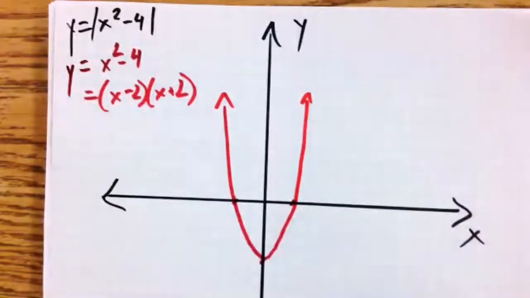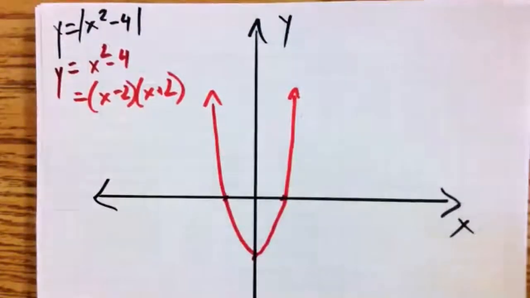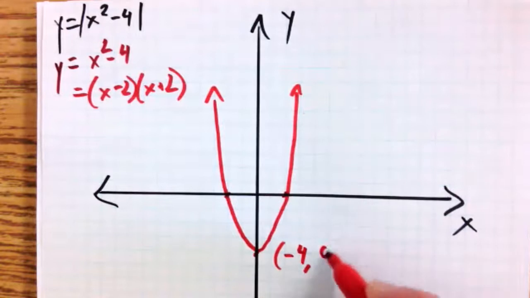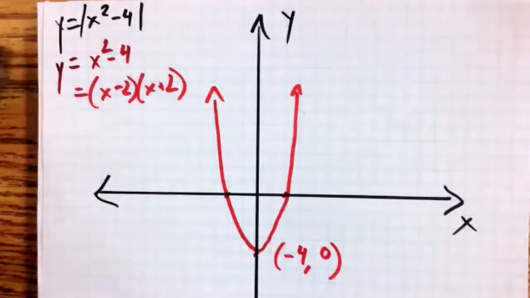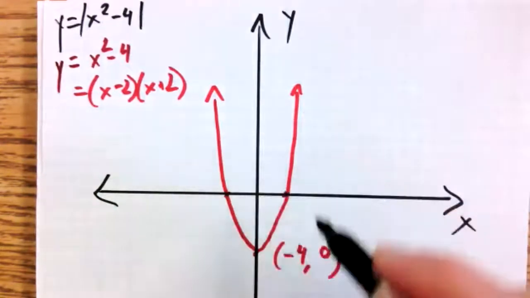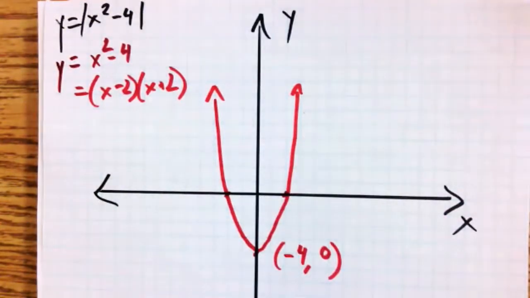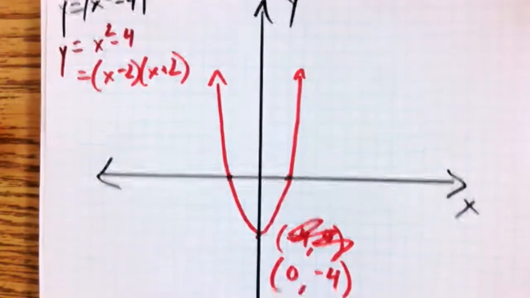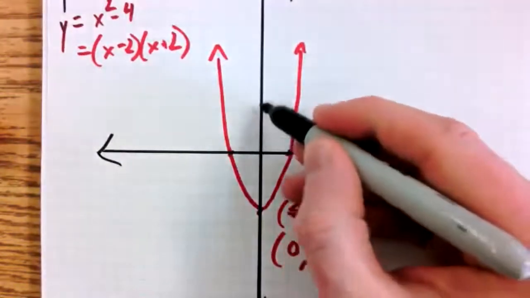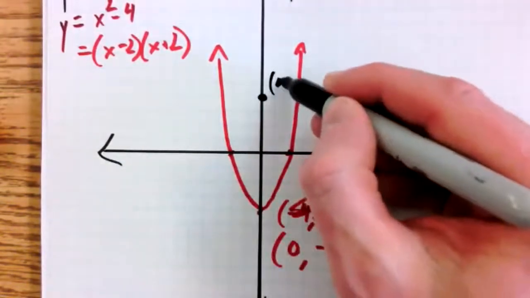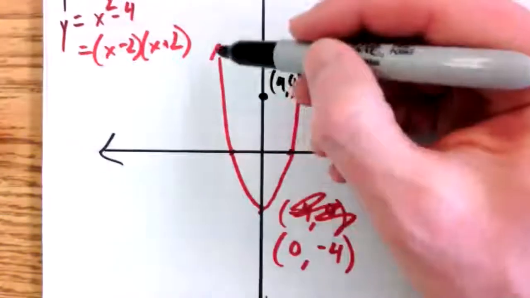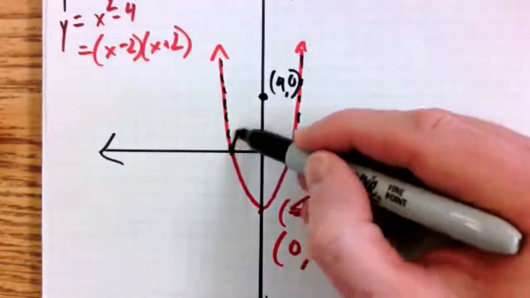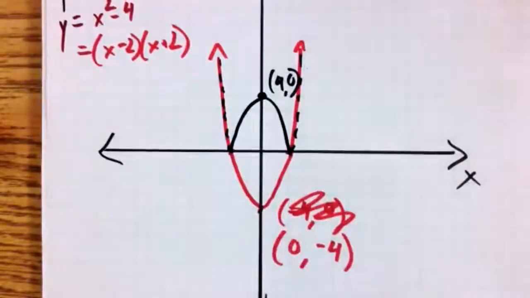With the absolute value, anything negative has to become positive. This point right here is 0 and negative 4. What it's going to become is 0 and 4. So the absolute value graph follows this, but then it bounces. It gives the mirror image of what it would be there.